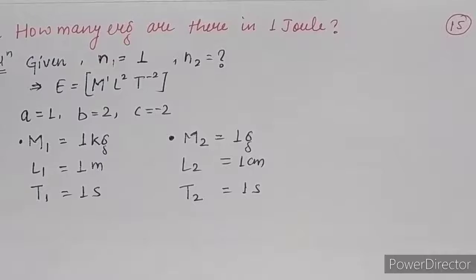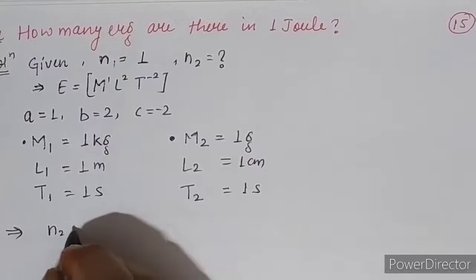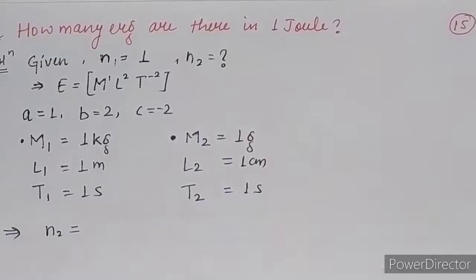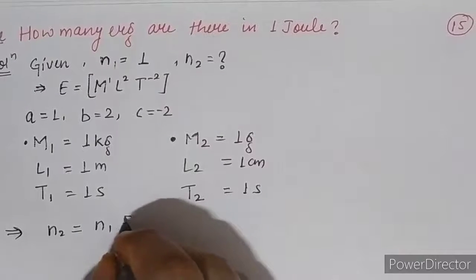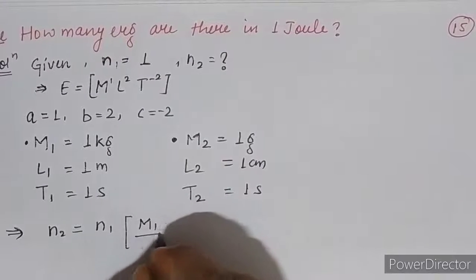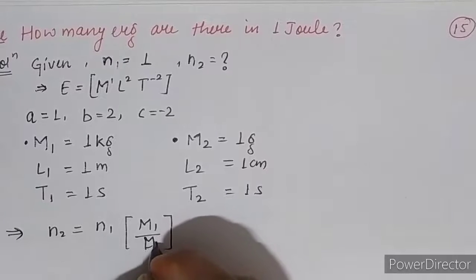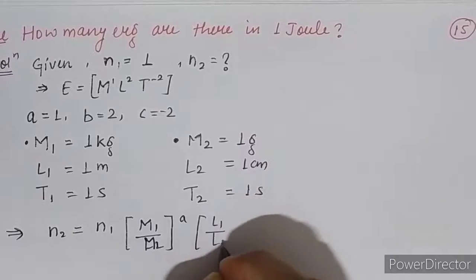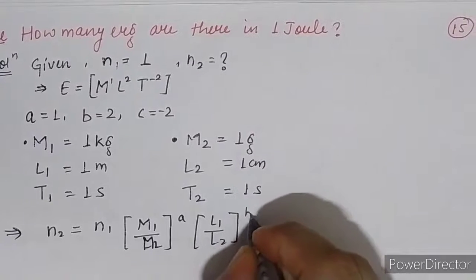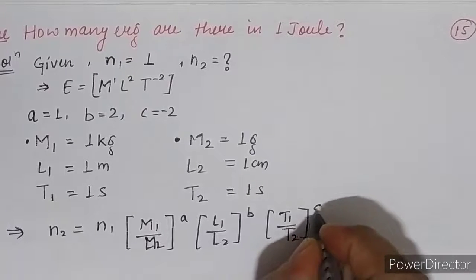Clear? Now I am applying the formula. I am writing the formula once again, but there is no need to write the formula again and again while solving the question. So N2 is equal to N1 into M1 upon M2 to the power a, L1 upon L2 to the power b, T1 upon T2 to the power c.